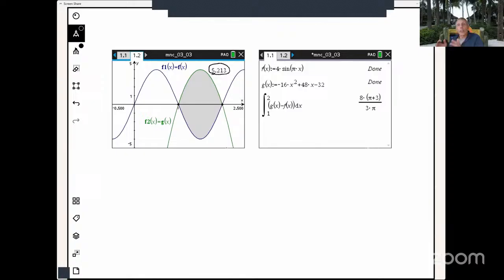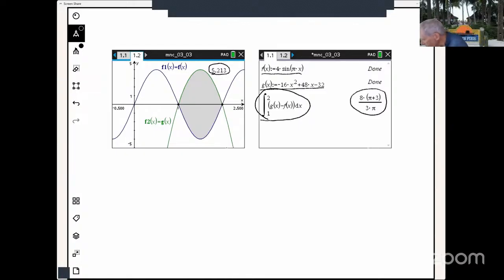And I wanted to check this on a calculator screen. Here's my function f. I can define that on the TI-Nspire. Here's my function g. And I can just do a definite integral right there on the calculator screen. And this is just too cool. It comes back with the exact symbolic answer.